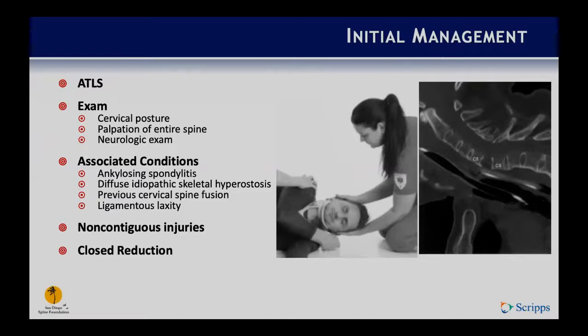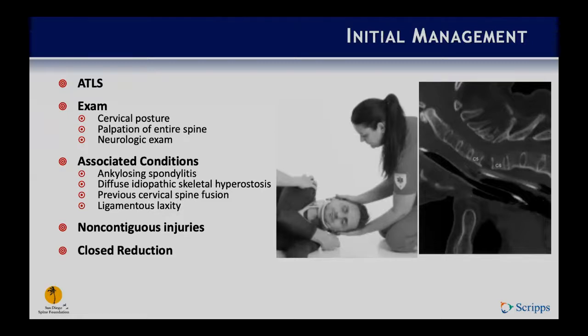Again, initial management includes a discussion of closed reduction of facet dislocations. This has had some controversy or difference over time in the literature, but I think it is fairly well accepted recently that for patients who have a neurologic injury and are awake, an awake closed reduction should be attempted to minimize their neurologic injury and increase their chances of recovery as soon as possible, without getting an MRI prior to that.